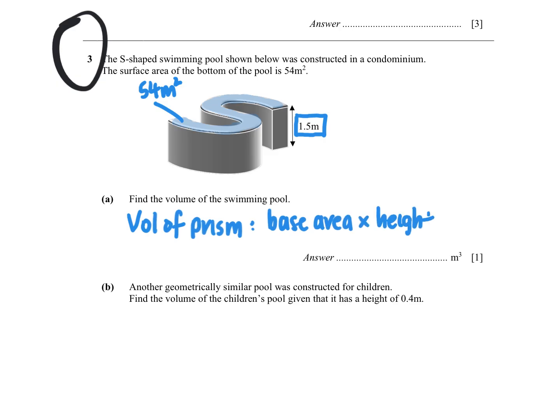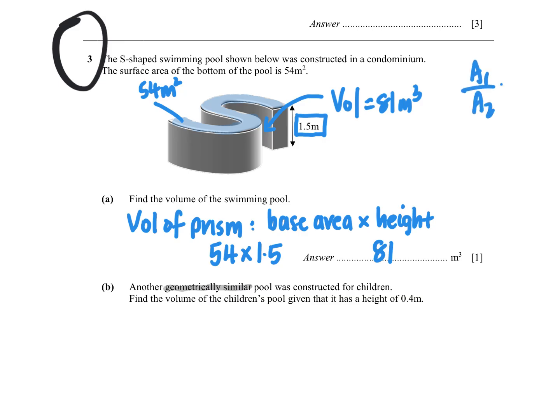So they already gave you the base area, which is 54. You just have to multiply by the height 1.5. So that is the volume, 81 meter cube. So the volume of water of this pool is 81 meter cube. Okay, so this is part A. Okay, part B say, I have another geometrically similar pool. So when you see this word, two things must come to your mind. A1, A2, L1, L2 square, or V1, V2, L1, L2 cube.